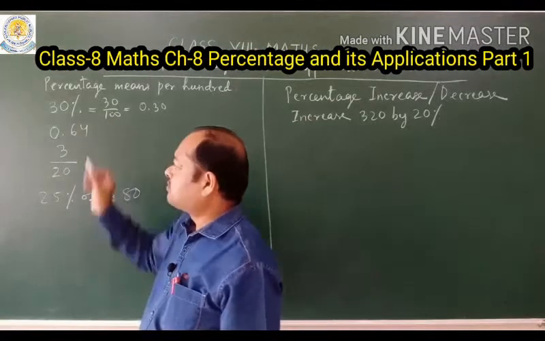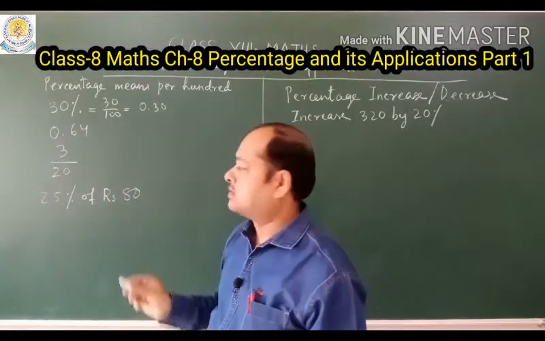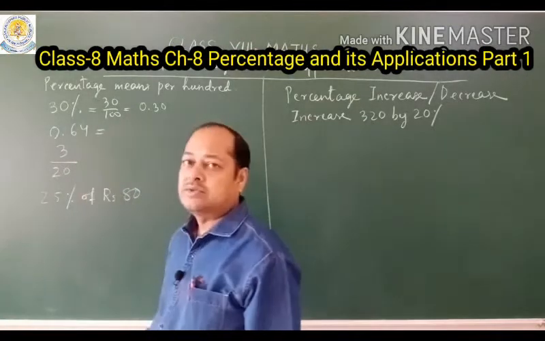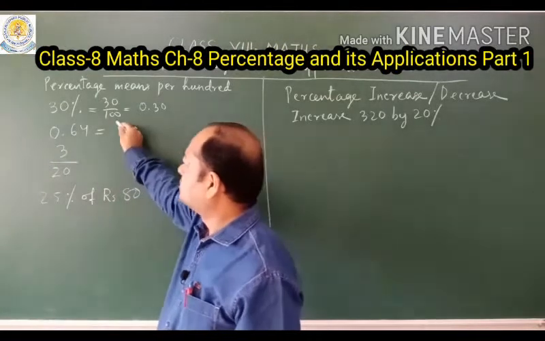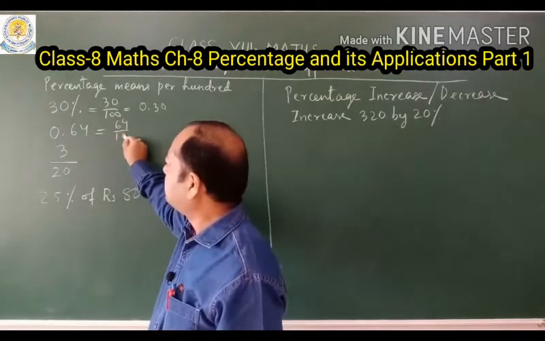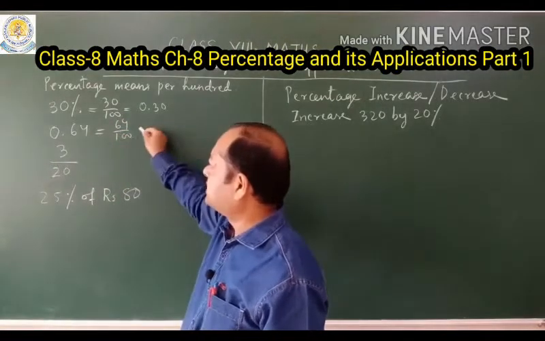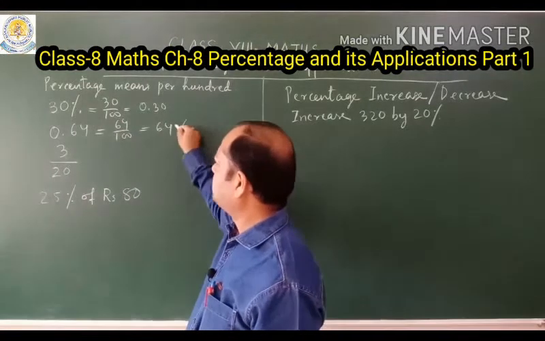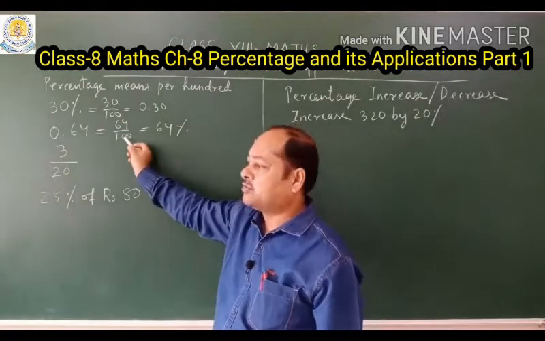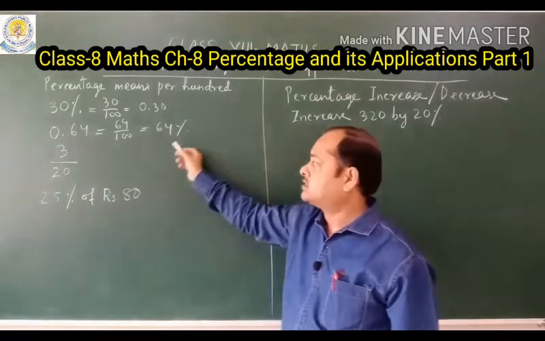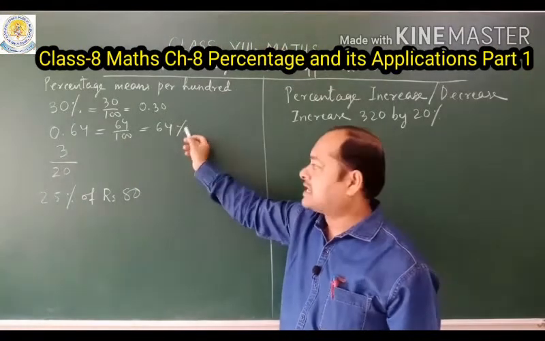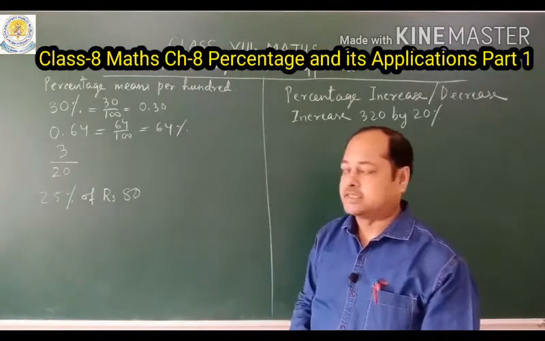Similarly, suppose 0.64 is a decimal number. How to convert it into a fraction? This will be 64 by 100, and in percentage we can write 64%, because here the denominator is 100. So we can write it in percentage as 64%.